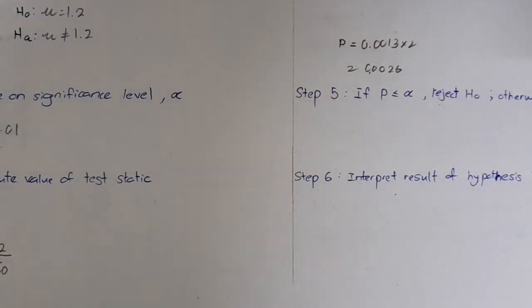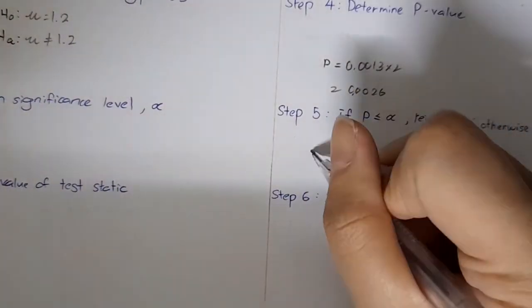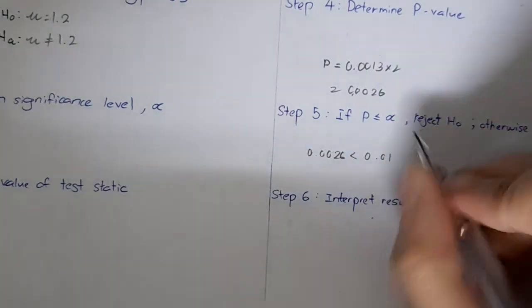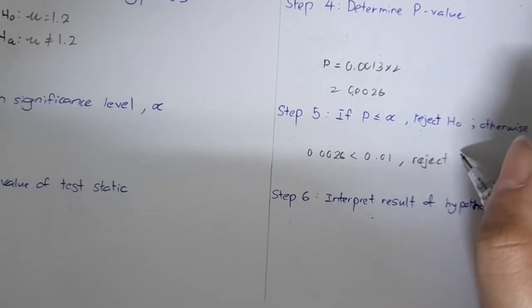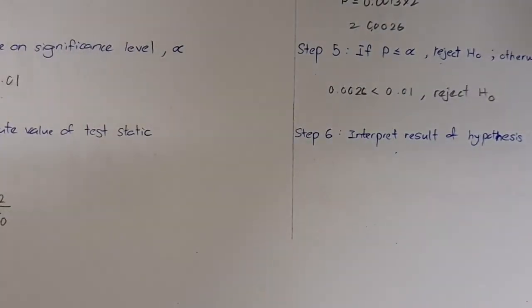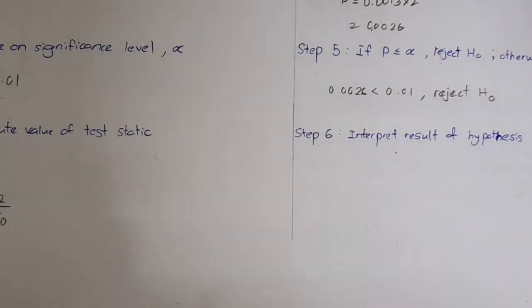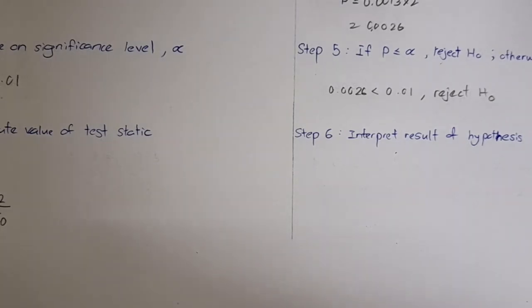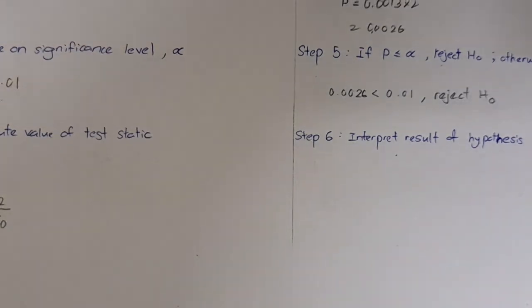Step 5. Decide whether to reject the null hypothesis. P-value equals 0.0026 and significance level equals 0.01. It is smaller than the significance level, so reject the null hypothesis. Step 6. Interpret the result. At the significance level 0.01, the data given is insufficient to conclude that the mean population equals 1.2. Hence, the conclusion is the drug has effect on the response time. The null hypothesis should be rejected. That's all for this question. Thank you.